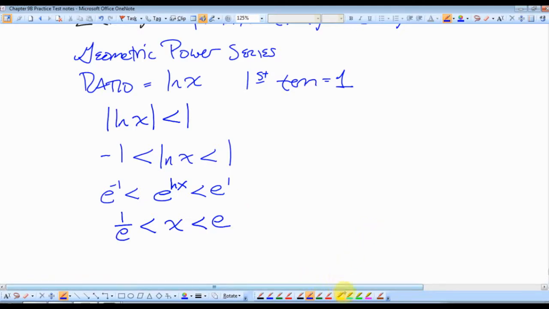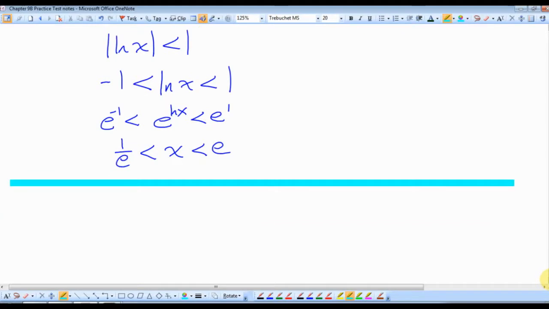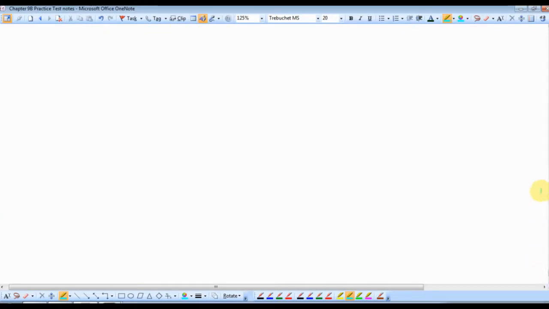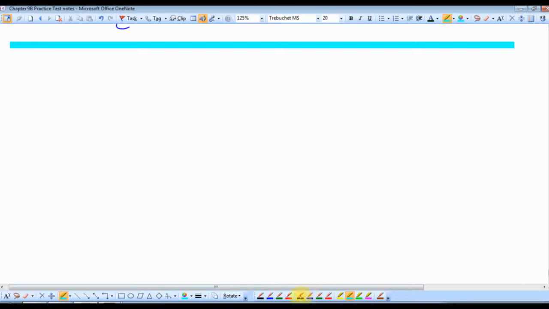Do I need to test the endpoints? No, because it's geometric. Geometric series, no need to check the endpoints.